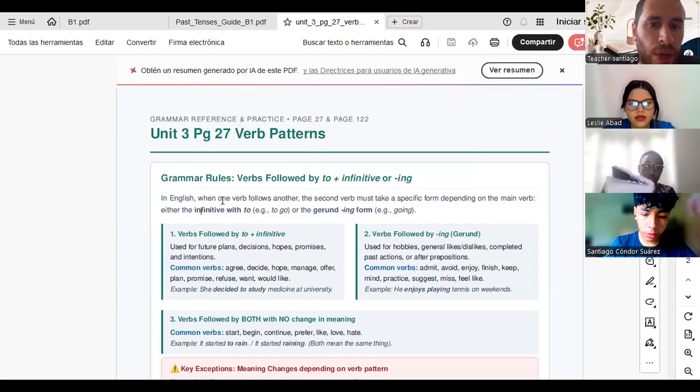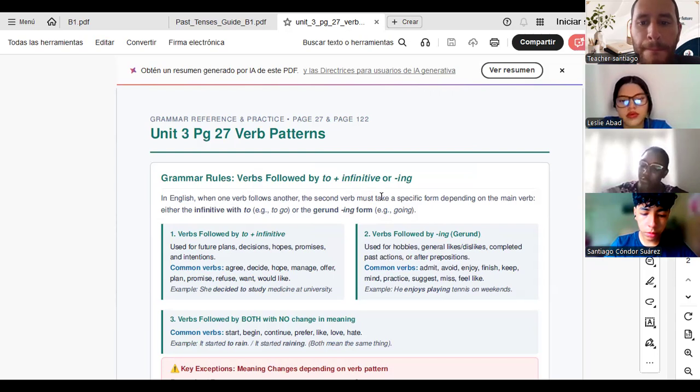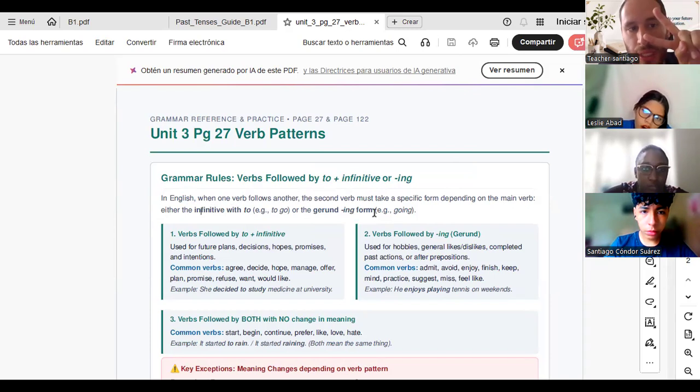In English, when one verb follows another, the second verb must take a specific form depending on the main verb. Lo que les decía, el primer verbo nos va a decir cómo va el segundo. Either the infinitive with to or the gerund with ing. ¿Listo? Entonces tenemos dos posibilidades. Infinitivo o gerundio. Solo hay dos posibilidades.